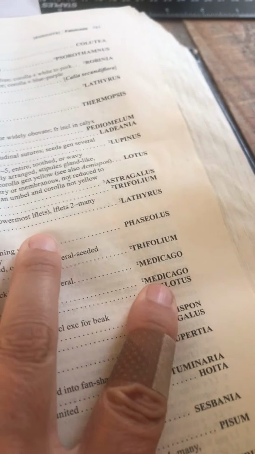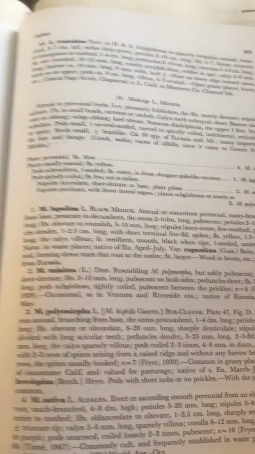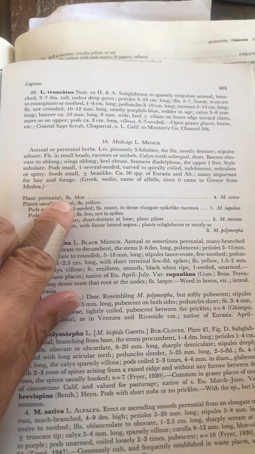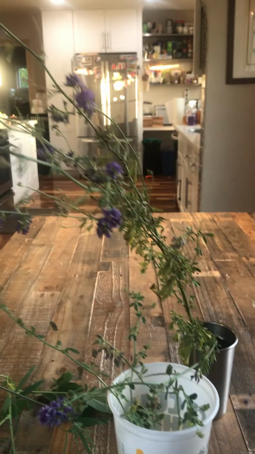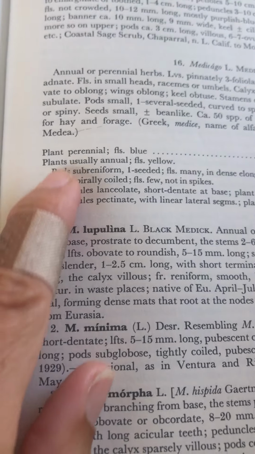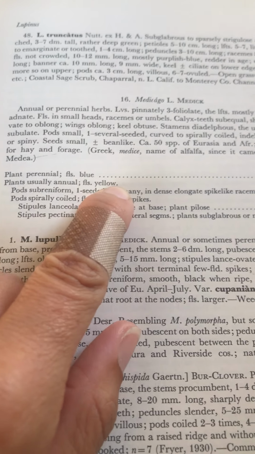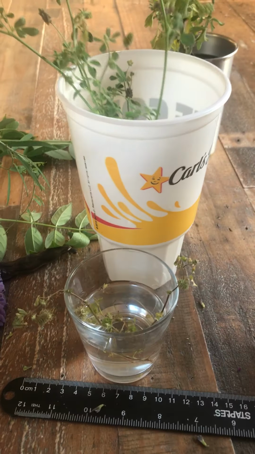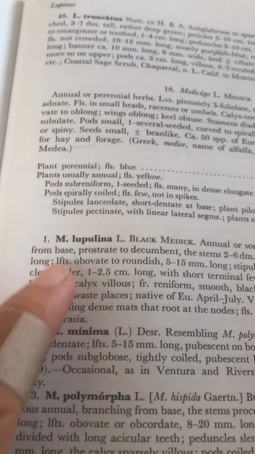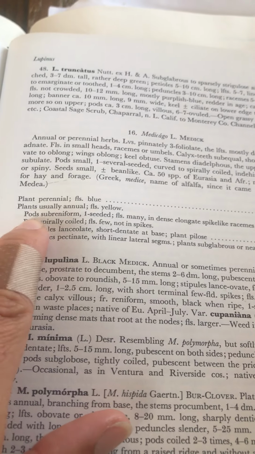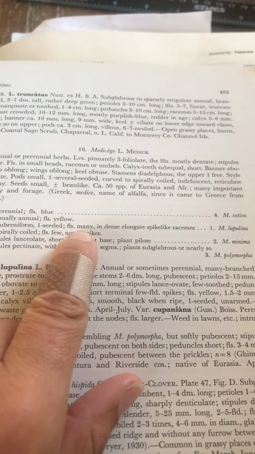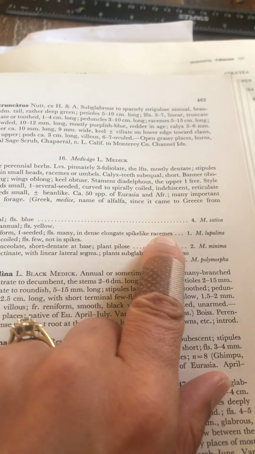Okay, so now we can go to our Medicago key and look closer. And for this one, since we're in Southern California, let's use the Flora of Southern California because that cuts down all of our species. We have plant being a perennial, flowers blue, Medicago sativa, so that's the perennial Medicago that we have. Then plants usually annual, flowers yellow, so that brings us to our other 2 species, Medicago lupulina and Medicago polymorpha. And we go pods subreniform, 1-seeded, flowers many, and dense elongate spike-like racemes.